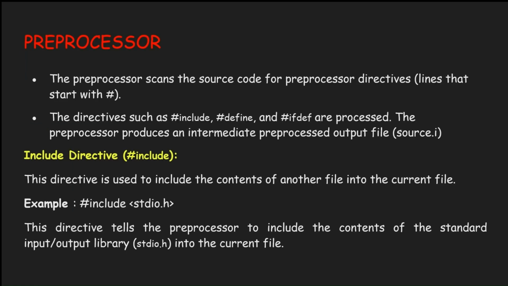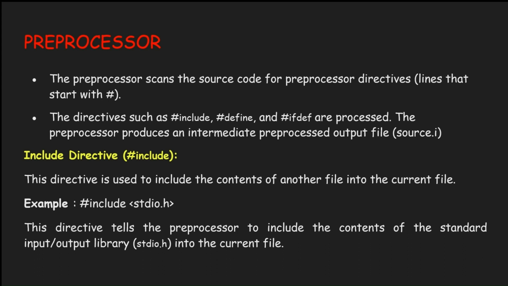What is preprocessor? Preprocessor scans the source code for preprocessor directives. That is nothing but the lines that start with # symbol. The directives such as #include, #define, and #ifdef are processed. The preprocessor produces an intermediate preprocessor output file called source.i.